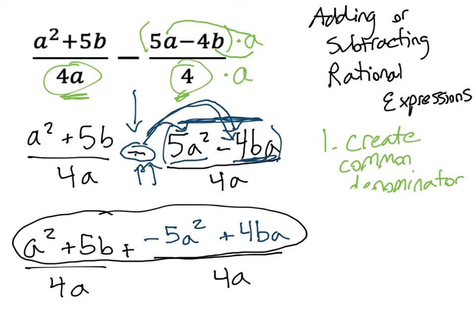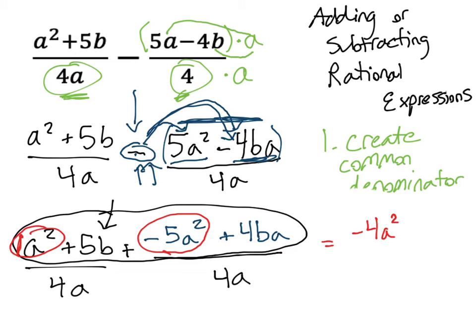If two terms have the same variable and exponent, that means that they are like terms and they can be combined. So we've got negative 5a squared and positive a squared, which if we just see a squared by itself means that it is a 1a squared. So we can combine the coefficients there, and 1 minus 5 gives us negative 4. So we have negative 4a squared.